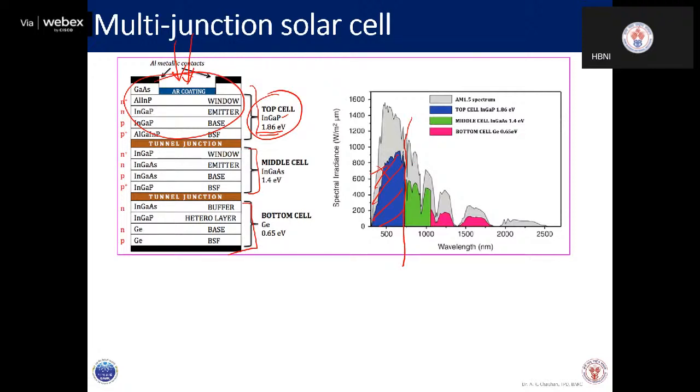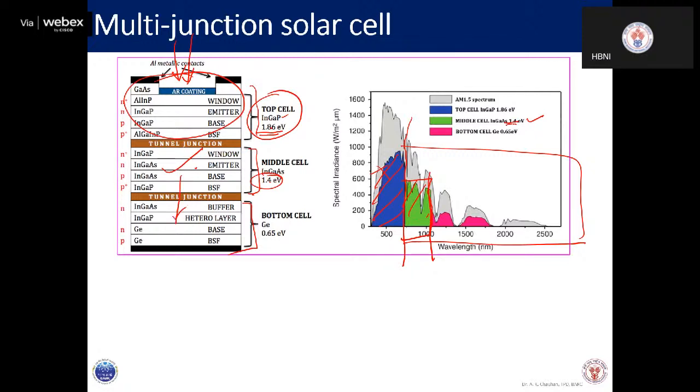Now the rest of the solar spectrum will pass through the top solar cell and reach the middle cell. It is indium gallium arsenide, and the band gap of this material is 1.42 electron volt. So from 1.8 to 1.4, this much amount of radiation will be absorbed by the middle junction, and whatever is leftover will be passed through.